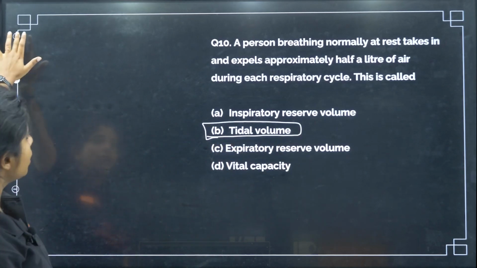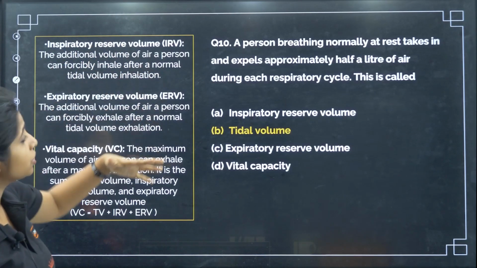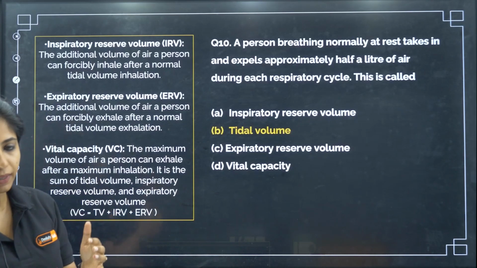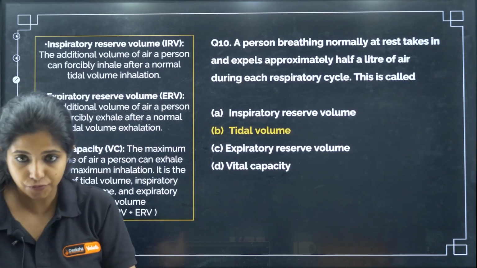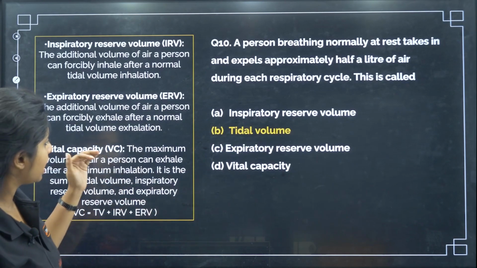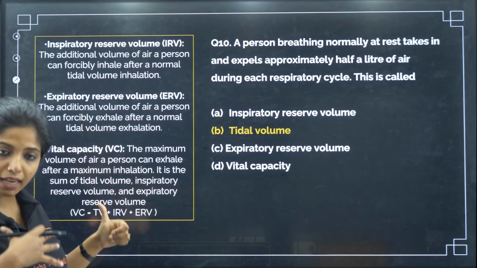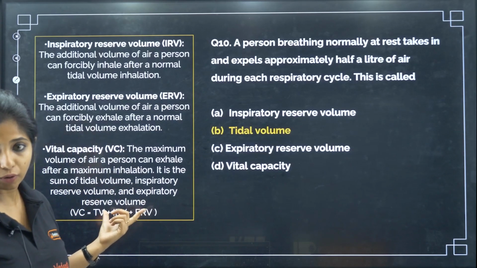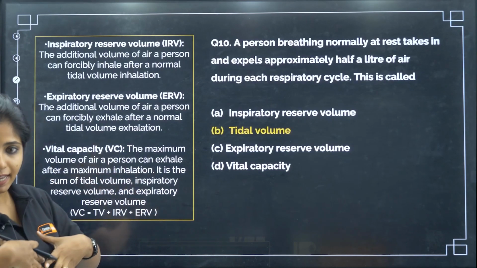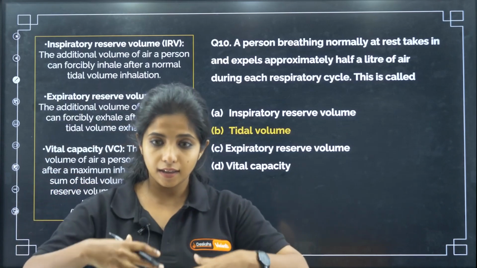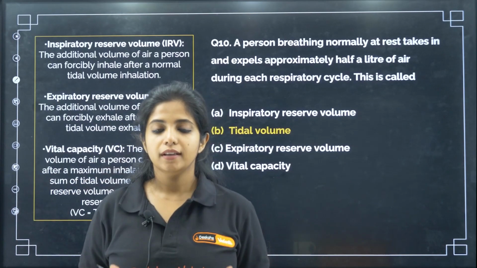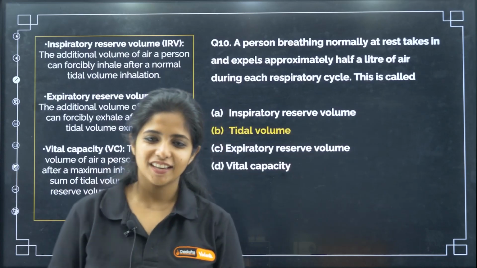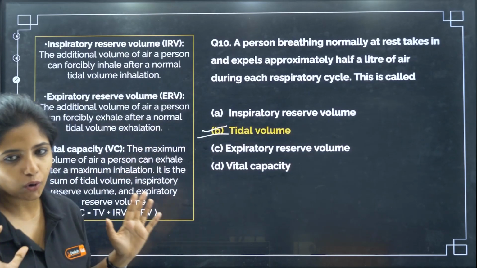So many questions come around it. Please make sure you know the concepts. Inspiratory reserve volume means the additional volume of air a person can forcibly inhale after a normal tidal volume. Expiratory reserve volume is the additional volume of air a person can exhale forcefully after a normal tidal volume exhalation. Vital capacity is the maximum volume of air a person can exhale after a maximum inhalation. It is the sum total of tidal volume, inspiratory reserve volume and expiratory reserve volume. This is very important. So first I took a normal breath, then I took in more, then I take out everything. That is vital capacity. Just a normal breath is tidal volume, my dear children.